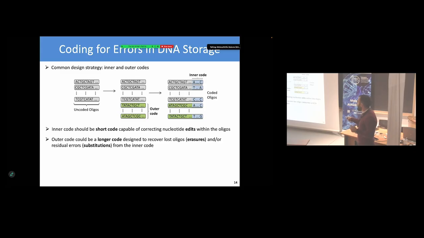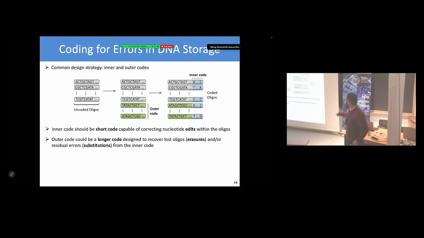So since I can have deletions and insertions at the base level, I need a short code. Why short? Because the length of the oligo is short due to synthesis constraints. And actually designing short codes is more difficult than designing long codes. This is something that we talked about in the morning also.